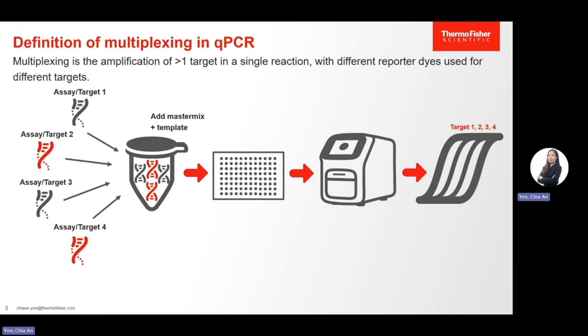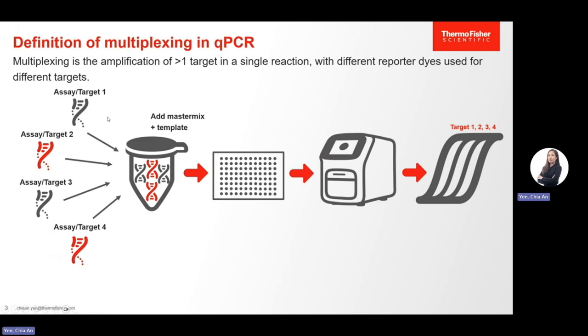So what exactly does multiplexing mean in qPCR? Multiplexing in qPCR allows you to amplify more than one target in a single qPCR reaction within a well. How is this achieved, you might ask? It's all about using different reporter dyes, each with a unique fluorescence spectrum that can be distinguished for generating different signal output with the qPCR machine.